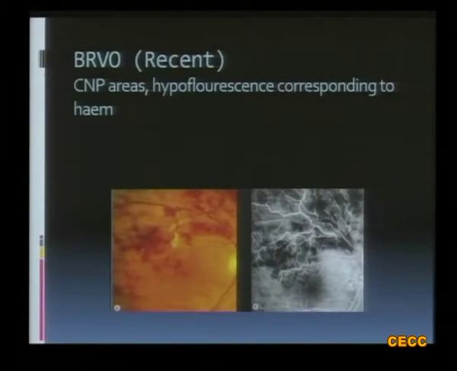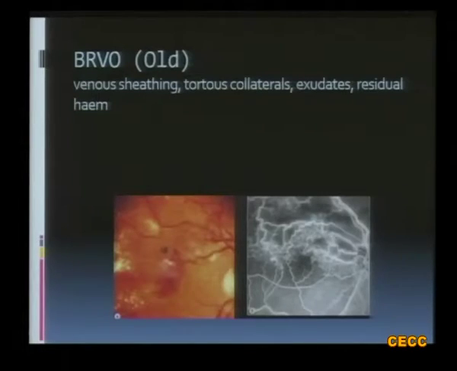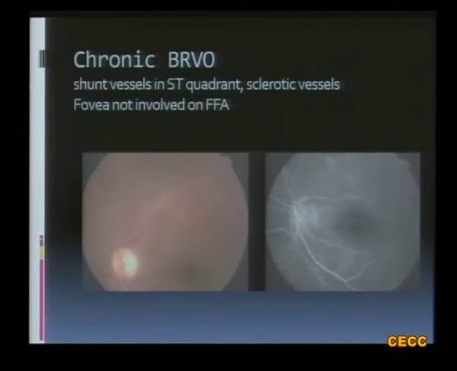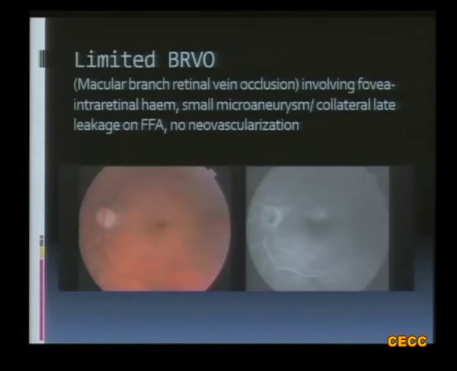If it's a recent BRVO, you'll find hypofluorescence corresponding to hemorrhage, sometimes CNP areas. And in an old BRVO, you'll find tortuous collaterals, which are seen clinically and also confirmed by FA, and you may find clinically exudates or residual heme. In a chronic BRVO, you would see shunt vessels, and along with that, you may see the sclerotic vessel, which has a delayed filling on angiography, or rather no filling on angiography.